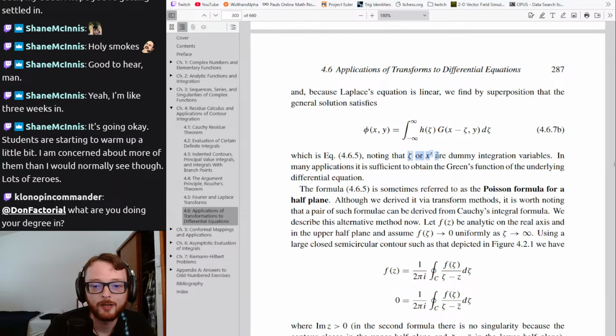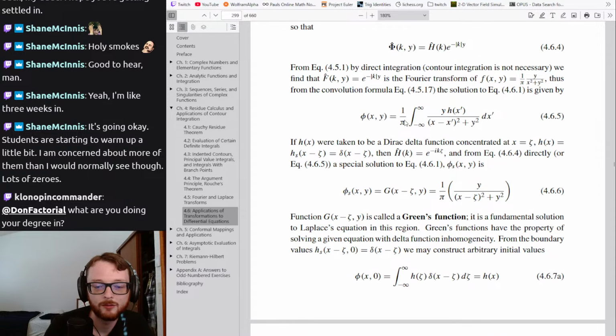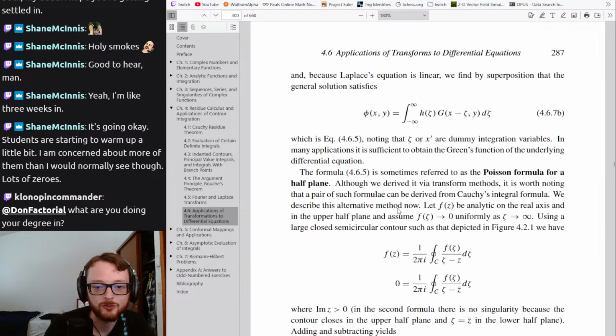Noting that zeta or x prime are dummy integration variables. Okay, so I don't know why this is superposition. This just seems like substitution. But like with most of this chapter or section, there's probably something I'm missing.